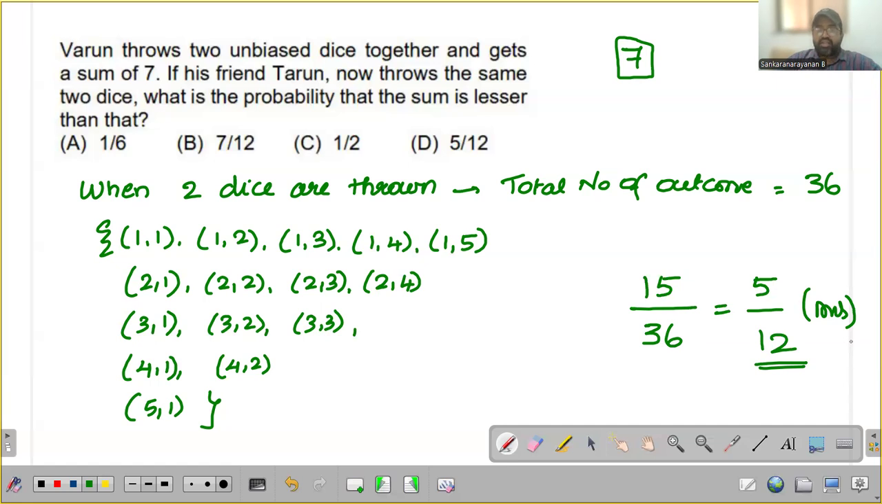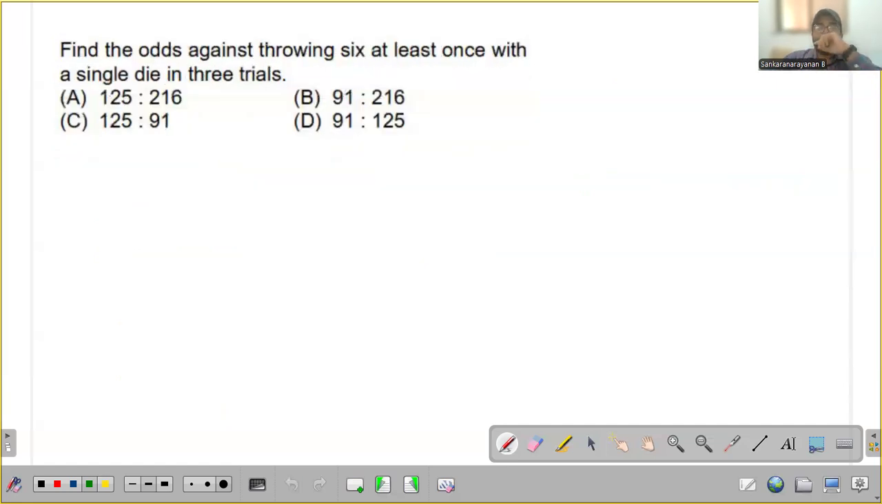Let's now go to the next question, the eighth one. Find the odds against throwing 6 at least once with a single die in 3 trials. Lot of inputs are given. See, odds against the event. What is the event? Throwing 6 at least once with a single die in 3 trials.